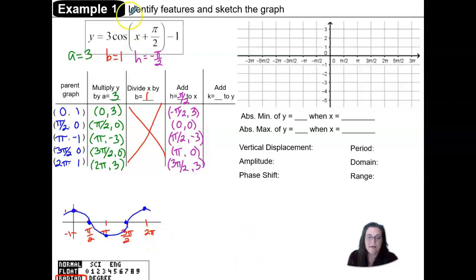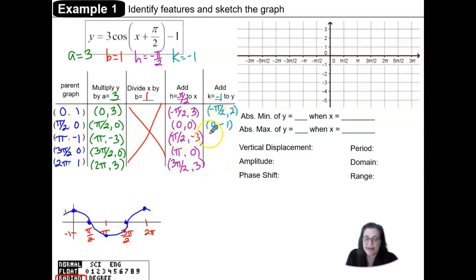Okay, then last is the k. K keeps the same sign, so our k is -1, and that's the vertical displacement or vertical translation of our graph. So we're going to add k equals -1 to each of these y values to do the vertical displacement. So the x stays the same, and then 3 plus negative 1 is 2. The x stays the same, and 0 plus negative 1 is negative 1.